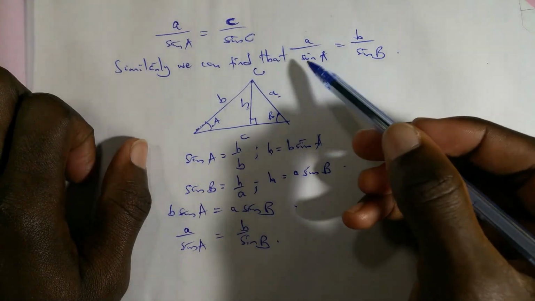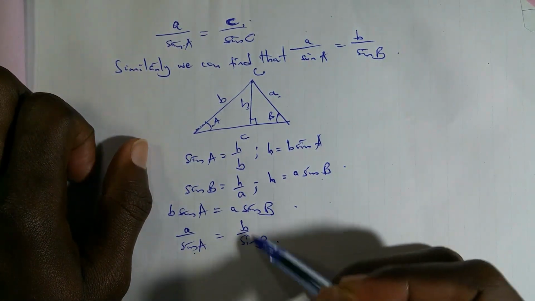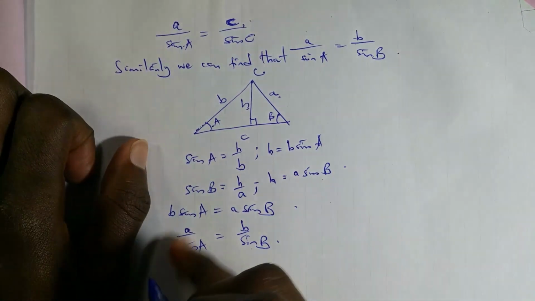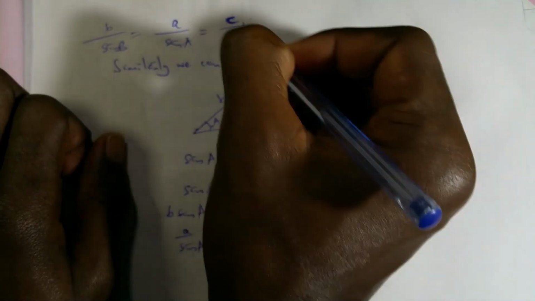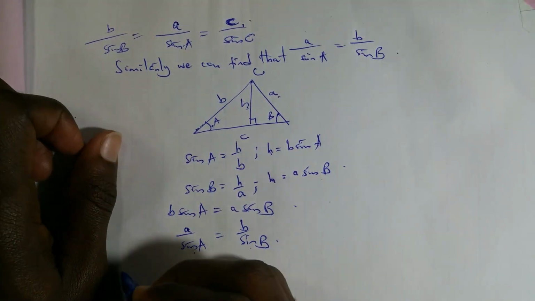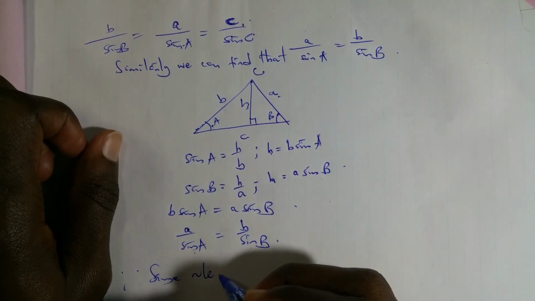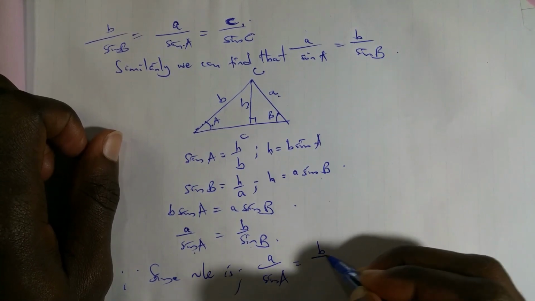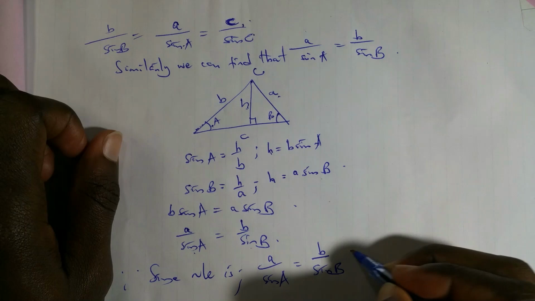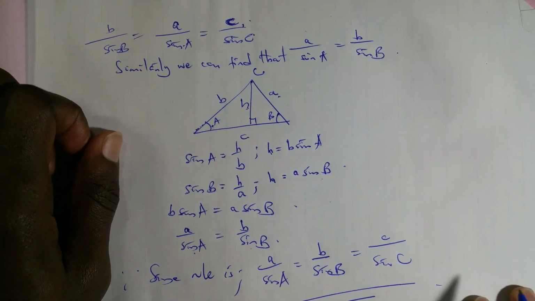You see that now a/sin A = c/sin C, and also a/sin A = b/sin B. That means, since a/sin A equals b/sin B, you can write just b, extend behind here and say that b/sin B equals that, and this also equals that. So therefore the sine rule is a/sin A, which is equal to b/sin B, equals c/sin C. That's the sine rule.